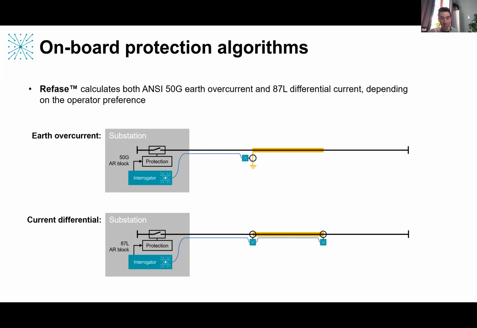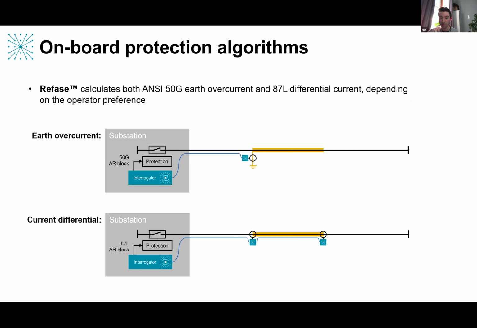Okay, so just moving on to some examples of how this installs for the CFD in particular. We can support the two different methods of doing this, simple and more advanced, which would be the earth overcurrent, where you might only require one measurement on the earth sheath in order to do a simple CFD application, or the more in-depth full differential protection, or CFD in that way.